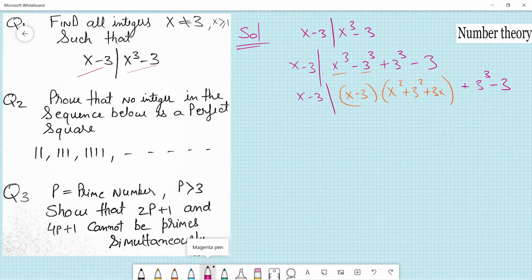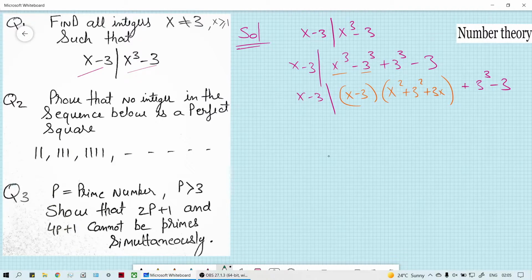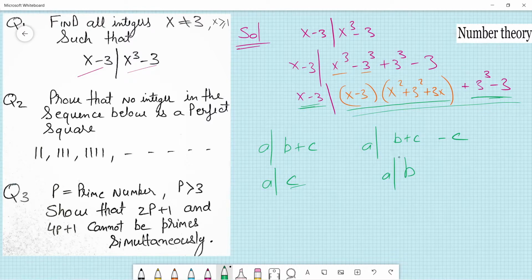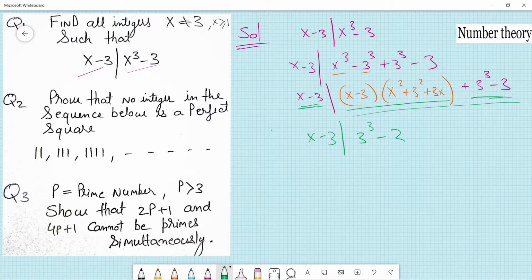Now we can clearly see x minus 3 divides this term and x minus 3 divides this whole term, so x minus 3 has to divide this term, because as we saw in the last video, if a divides b plus c and a divides b, then a has to divide the subtraction, which is b plus c minus b, which means a has to divide c. Using this, we can say x minus 3 divides x cube minus 3, as x minus 3 divides this term.